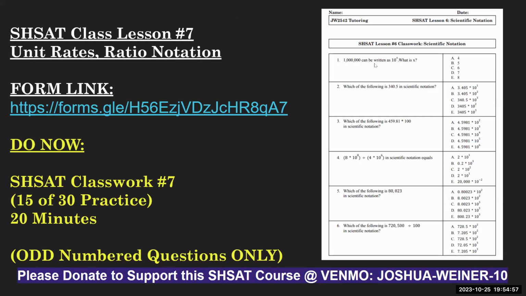Since we only have a 90-minute class, we're only going to spend 20 minutes, and it's an odd lesson. Just do the odd number problems from 1 to 30. That's 15 questions for you to try for classwork number 7. Then I'll review the answers to all the questions and we'll go over a few select problems. All right, so please begin SHSAT class lesson number 7.